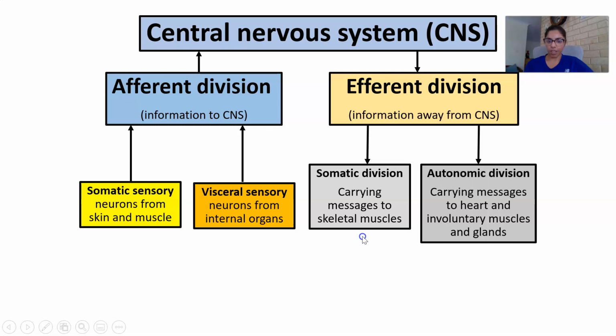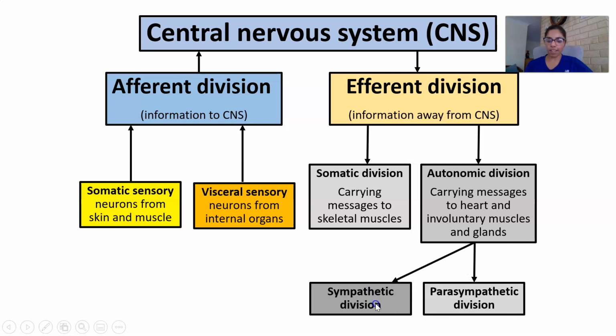On the other side of that, we have the autonomic division, and this carries messages to involuntary muscles such as smooth muscle, cardiac muscle, and also glands. And finally, this autonomic division of the nervous system can have two opposing effects. It can speed things up or slow them down. So that can be sympathetic or parasympathetic. Now just remember that it's not always going to be the case that the sympathetic division of the nervous system will have a positive effect and parasympathetic negative. So we'll talk more about that later.